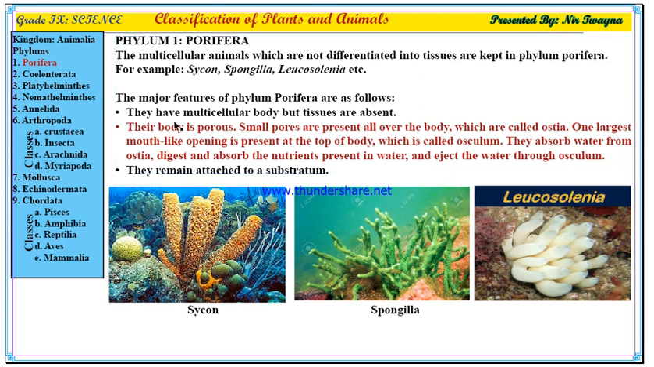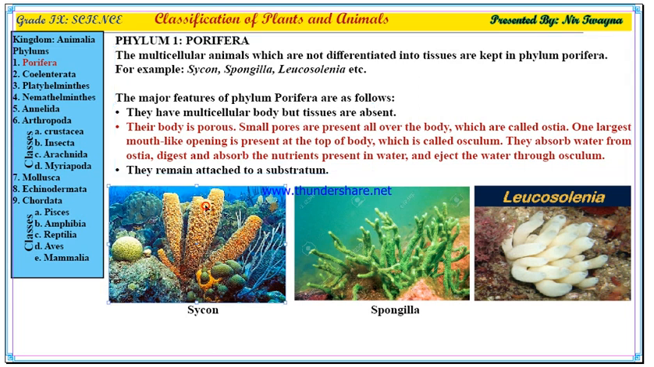Okay, the major features of phylum Porifera, see, first of all, they have a multicellular body but tissues are absent. This is just as given in the definition. And the second feature, their body is porous. Their body has pores all over. The small pores which are present all around their body are called ostia. Look at this word, ostia.